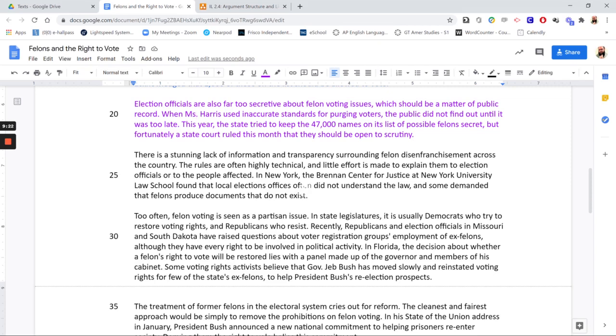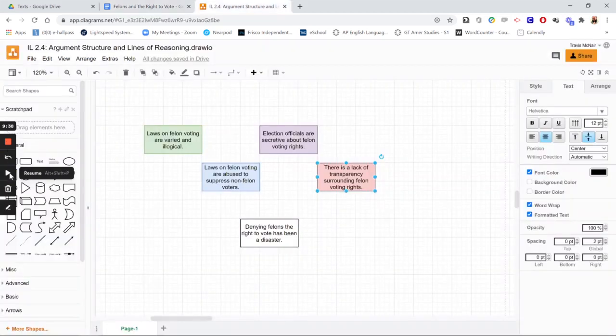All right, so this is another paragraph that starts off with a claim. Yeah, there's a stunning lack of information and transparency surrounding felon voting. That is going to be my claim there, because the rest of this paragraph all shows ways in which there's no transparency. So I've just paraphrased that into a new box. I've colored red here. There is a lack of transparency surrounding felon voting rights.